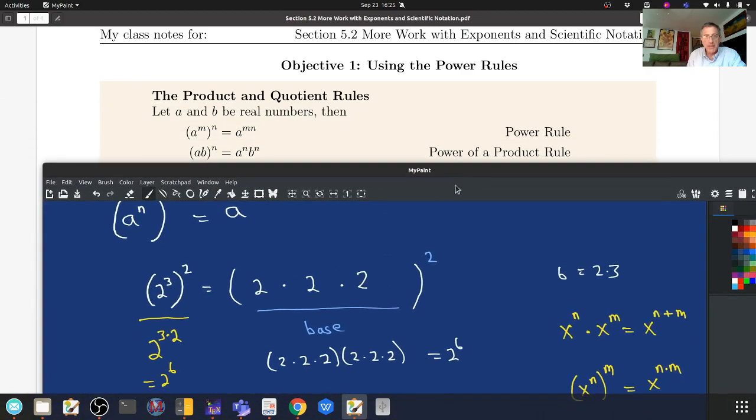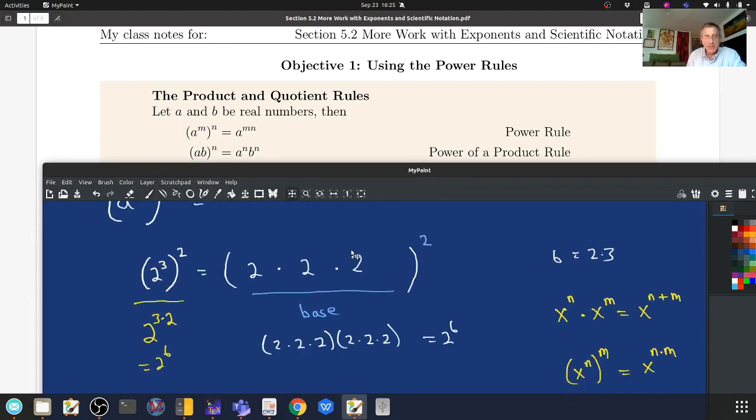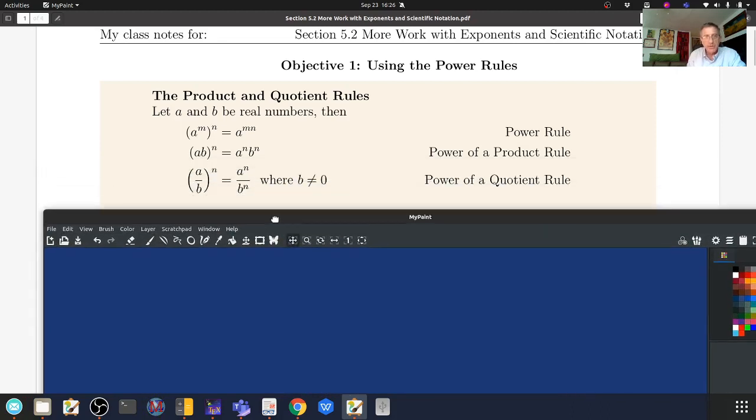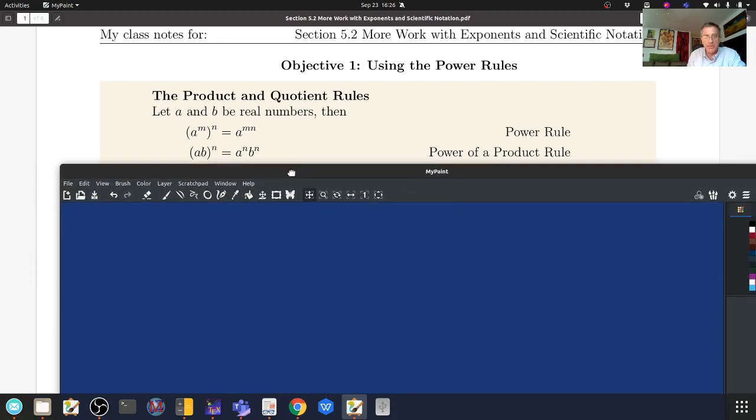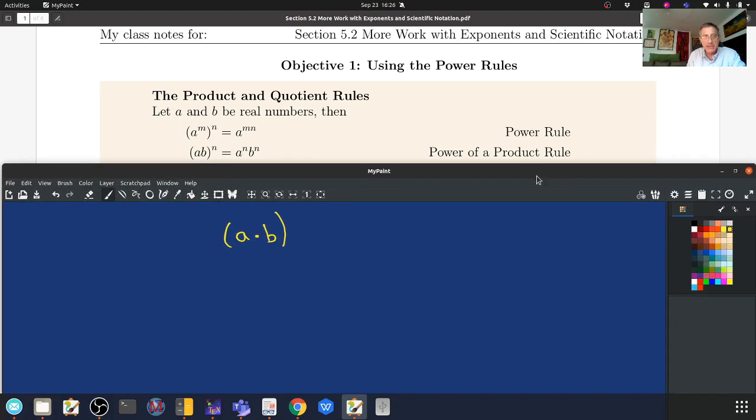So along those same lines, we have another one. And these are really the only two new ones, and the others are natural extensions of it, especially the power of a quotient rule. This is called the power of a product rule. Suppose I have A, my base is a product. My base is A times B. So that is my base. So make sure you understand what your base is. And I'm raising that product to the nth power. Well, the rule says that's equal to A to the n times B to the n.